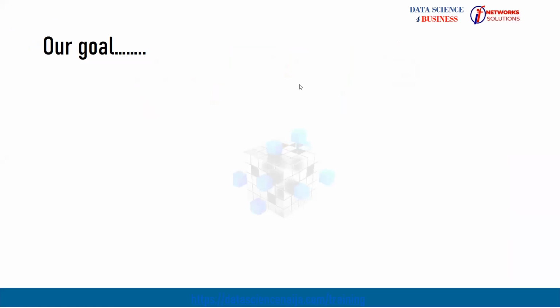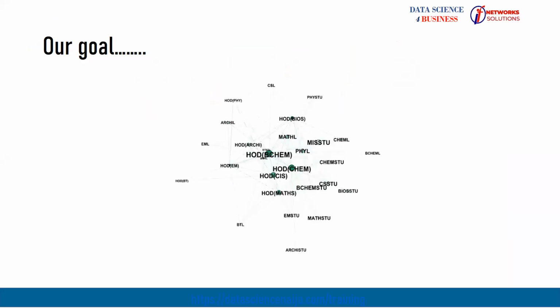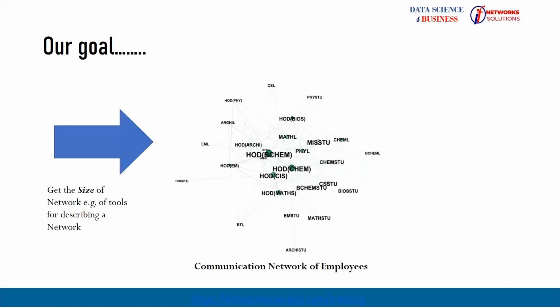to do in the next 2 hours. First of all, we want to create a network. We want to create a network that looks like this. And this is a network of communication between employees. So using this network now, we want to get the size of the network. Okay, size, strength, density, and all that. Those are tools for describing a network.